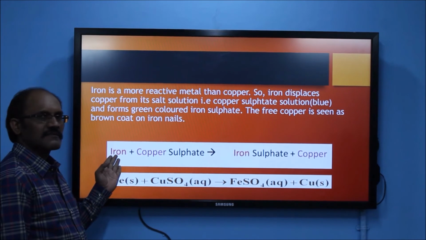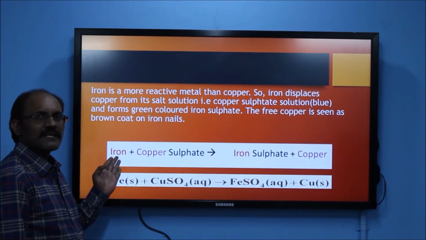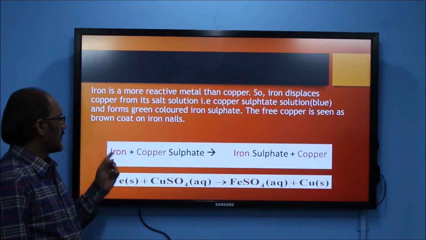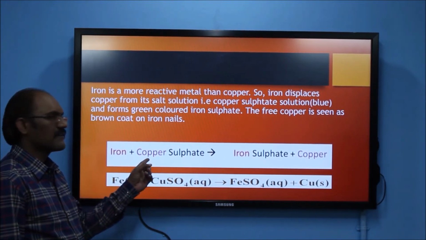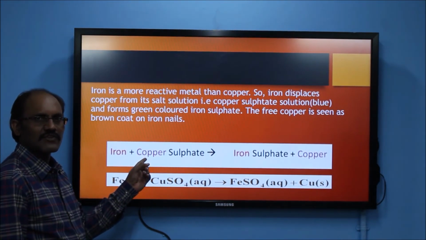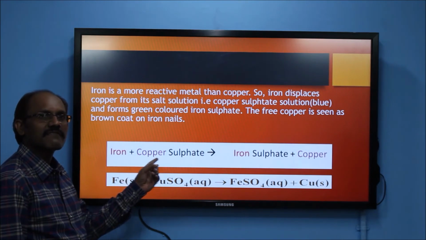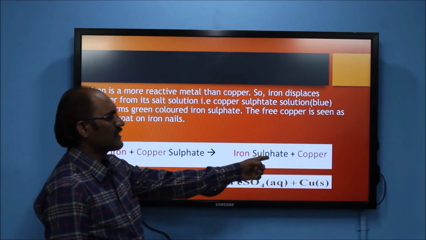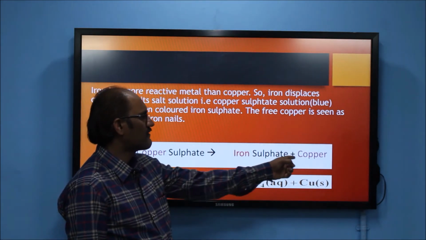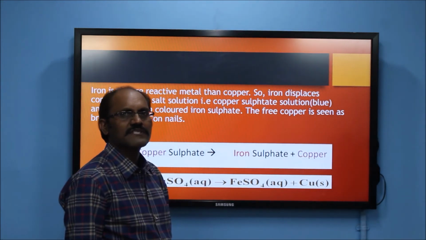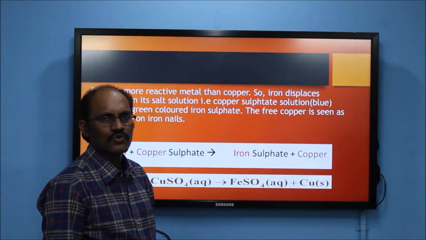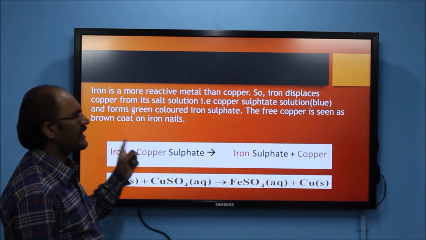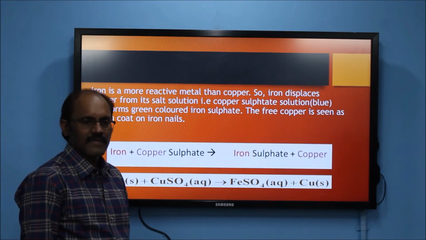Here, iron is a metal. It is a more reactive metal than copper. Hence, it displaces copper from its salt solution, that is copper sulfate solution. As a result, iron sulfate is produced and the free copper is deposited on iron as a brown coat. So this activity proves that iron is more reactive than copper.